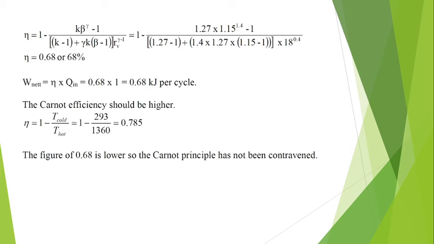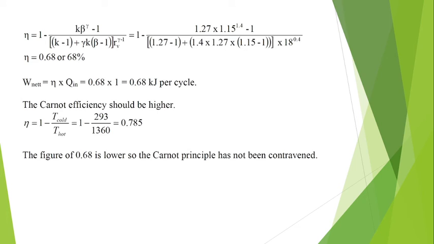Now solving for the net work, we have the efficiency times the heat added. So we have 0.68, which is the efficiency we solved, times 1. The 1 is given, 1 kilojoule per cycle. So we have 0.68 kilojoules per cycle.